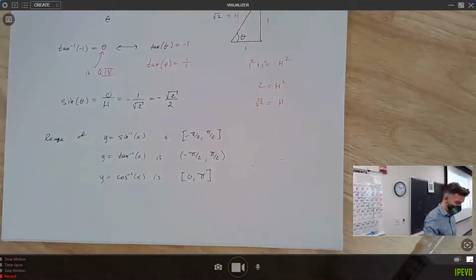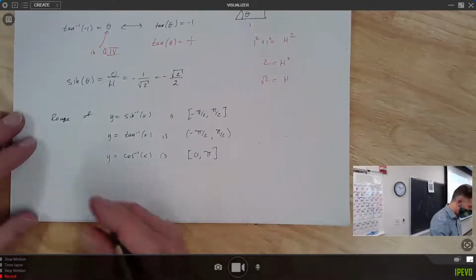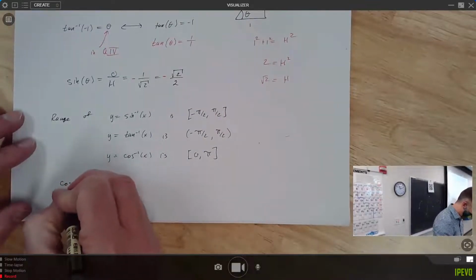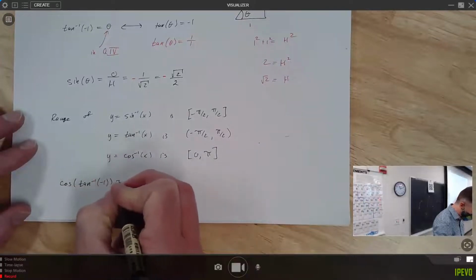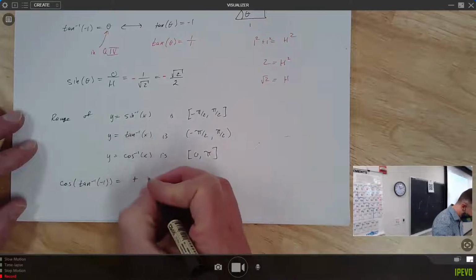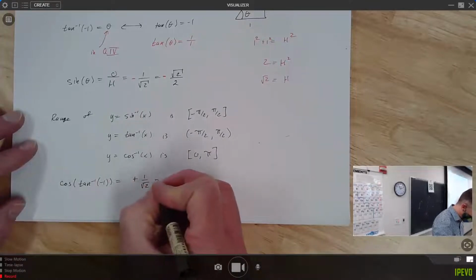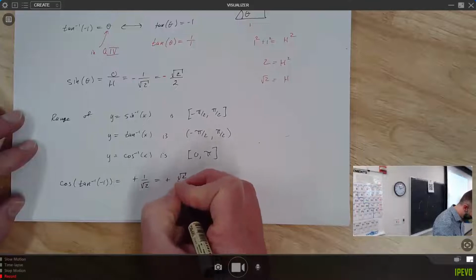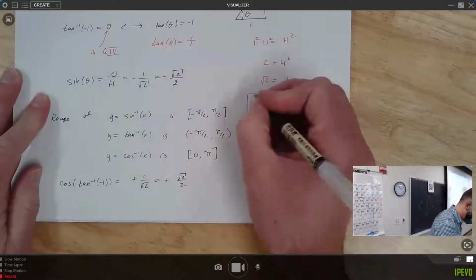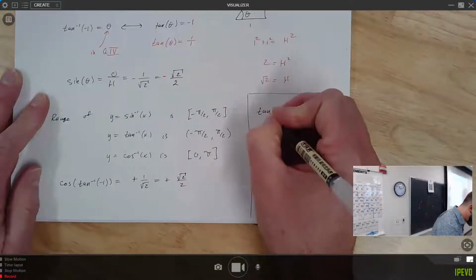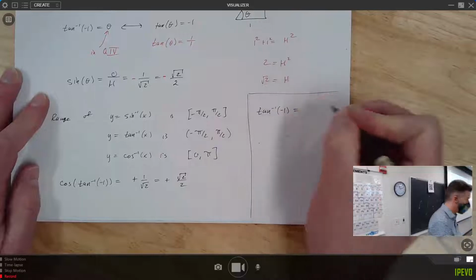On the other hand, I will also point out that cosine of the inverse tangent of -1 would be positive 1 over root 2, which is positive root 2 over 2. Because that angle is still in quadrant 4, and in quadrant 4, cosine is positive. In case anyone wants to know, the inverse tangent of -1 is what angle?